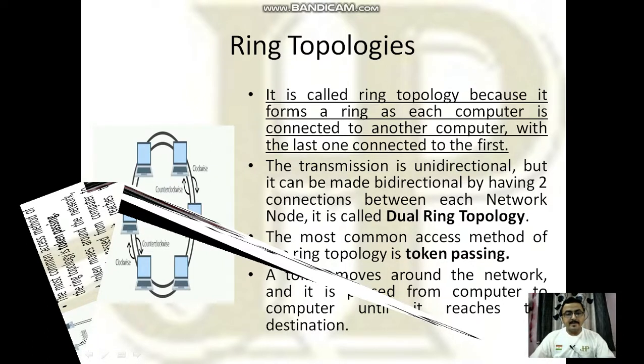The most common access method of ring topology is token passing. So how is data passed? A token moves around the network and it passes from computer to computer until it reaches the destination. Clear?